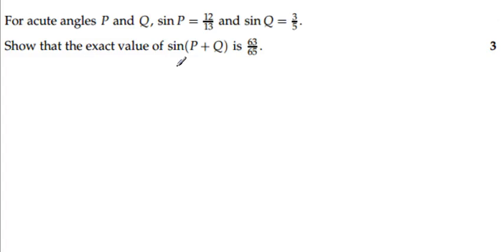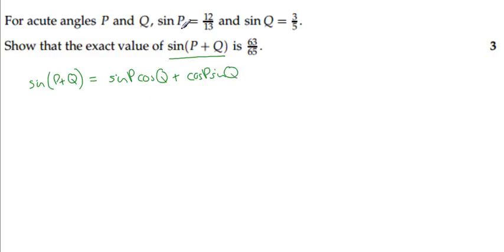Now, same again here, we've not got an equation to solve, but we're trying to show the exact value of sine p plus q is 63 over 65. Now, sine p plus q, we know because trig functions aren't linear, we need to expand the brackets fully using our expansion. It turns into sine p cos q plus cos p sine q.